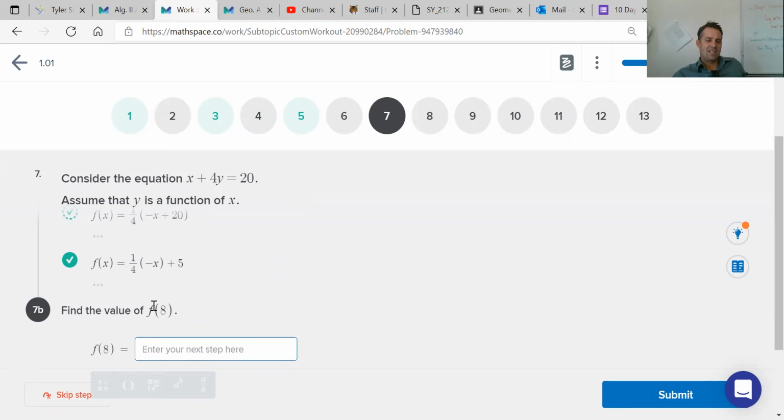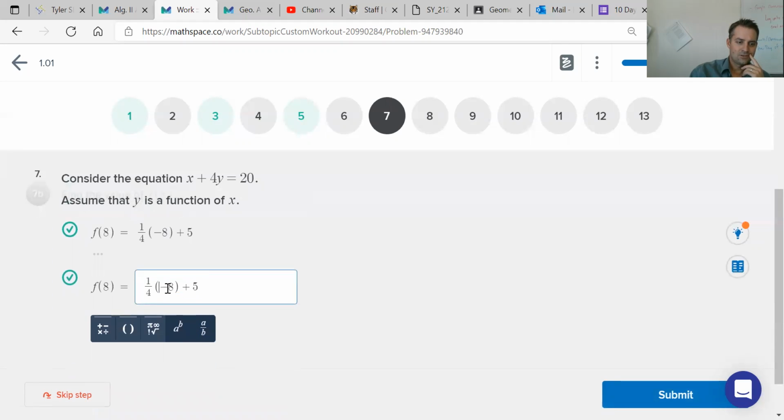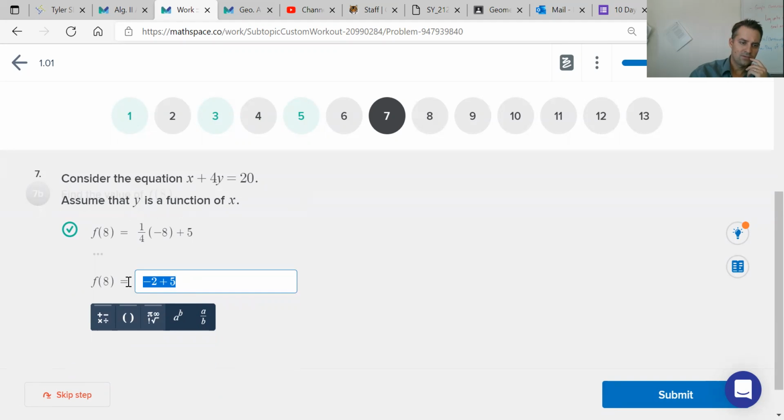Okay, now find f of 8. So let's just use this function right here. Wherever there's an x, we want to plug in an 8. So that's -1/4 times 8 plus 5. Okay, are you with me so far? Gabriel, you good? Does it make sense? Wherever there's an x, I just replace it with an 8. Then this will be -2, right? -2 plus 5 is 3.